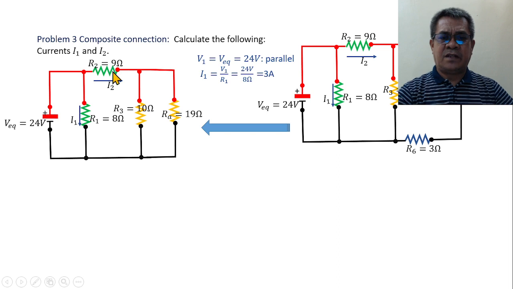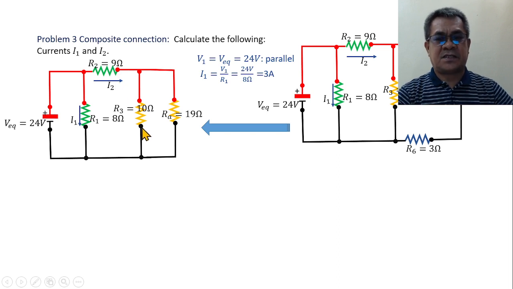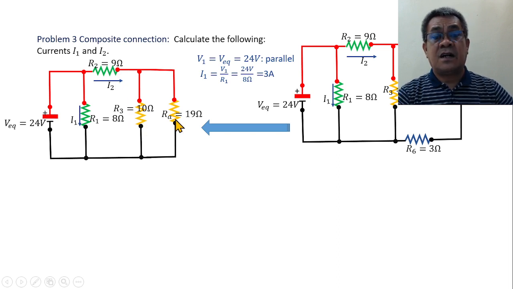Okay, now what else? What circuit can be combined? Yes, R3 and RA. RA is the combination of R4, 5, and 6. So they are parallel. Take note that we cannot combine with R1 because R1 is not parallel to R3. But R3 is parallel to RA. And R3 is not series to R2. Remember that. Which means that RA is also not series to R2.